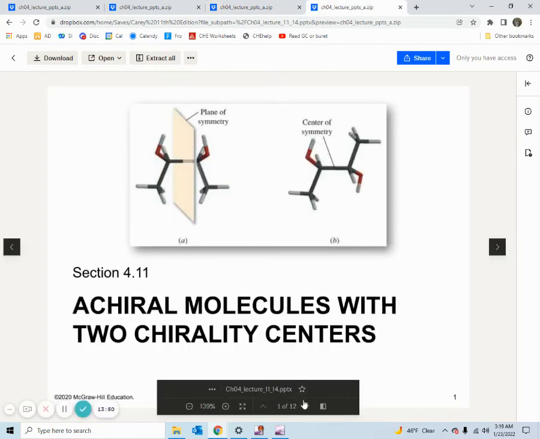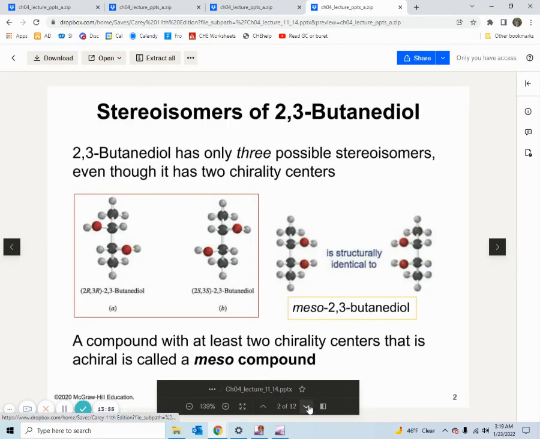Okay. So we continue here with achiral molecules with 2 chirality centers, and the stereoisomers of 2,3-butanediol. Notice that this compound has only 3 possible stereoisomers, although it has 2 chirality centers. It has a 2R,3R-2,3-butanediol, and the other one is 2S,3S. However, there's a meso 2,3-butanediol, and you can see the 2 compounds with structural identity. A compound with at least 2 chirality centers that is achiral is called a meso compound.